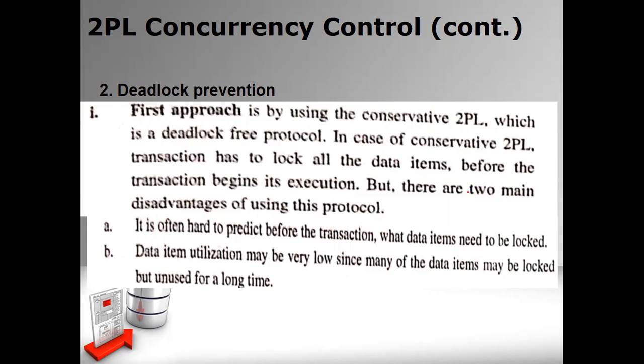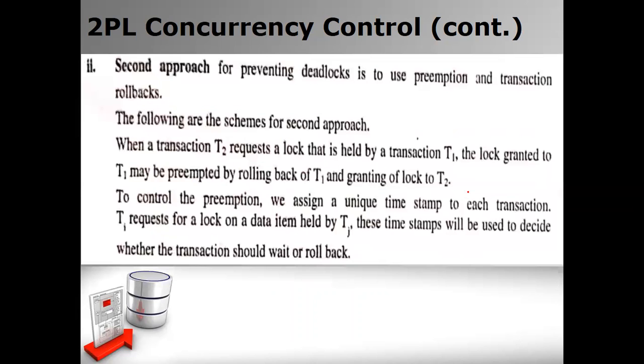Because in this case, what we are doing is we are just taking the locks on all the data items that are required for the execution of that transaction, and data item utilization may be very low also. So it is possible that we have locked most of the data items and some of the data items are unused for a longer period of time. That particular transaction is also not using them, and as they are locked by that transaction, nobody else can use them. So again, there is going to be a problem with this conservative 2PL method.